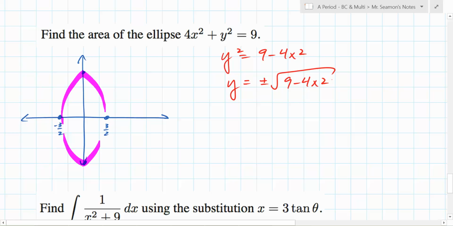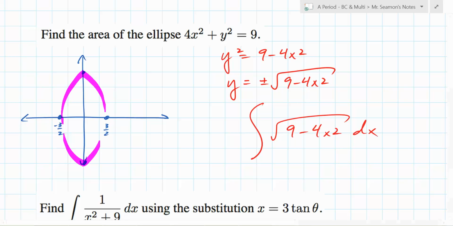So if we're going to integrate this thing, anybody want to guess what we're going to set up for the integral? I'll give you a hint. We're going to put this in here. What are the limits of integration going to be? Negative 3 over 2 to what? 3 over 2. So we're scanning from here to here. But then that would just give us this, right? So what do you have to do? Times 2. We can make it a little bit easier for ourselves, though. So we double this thing.